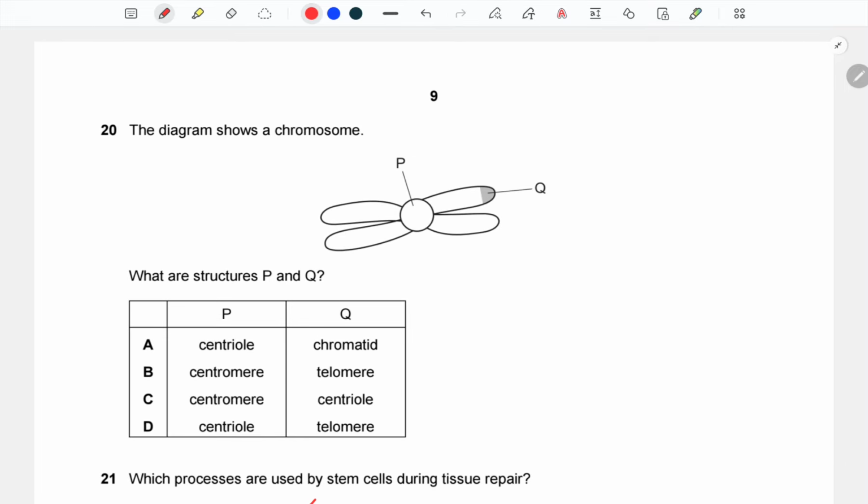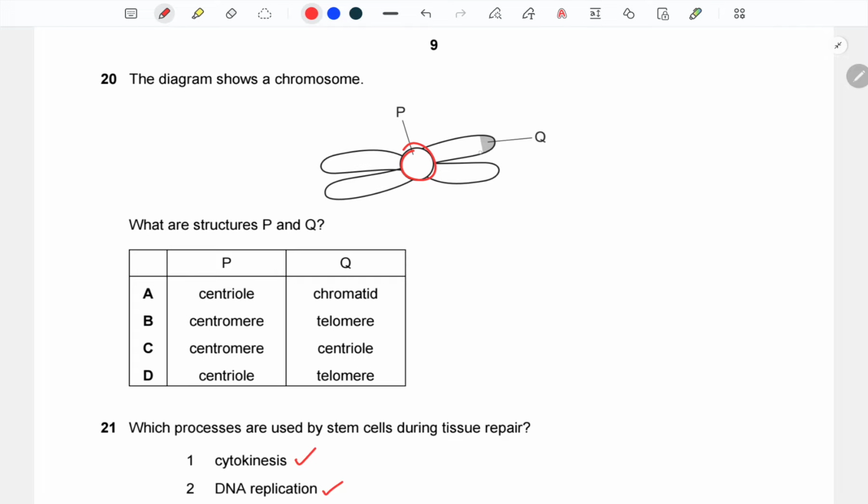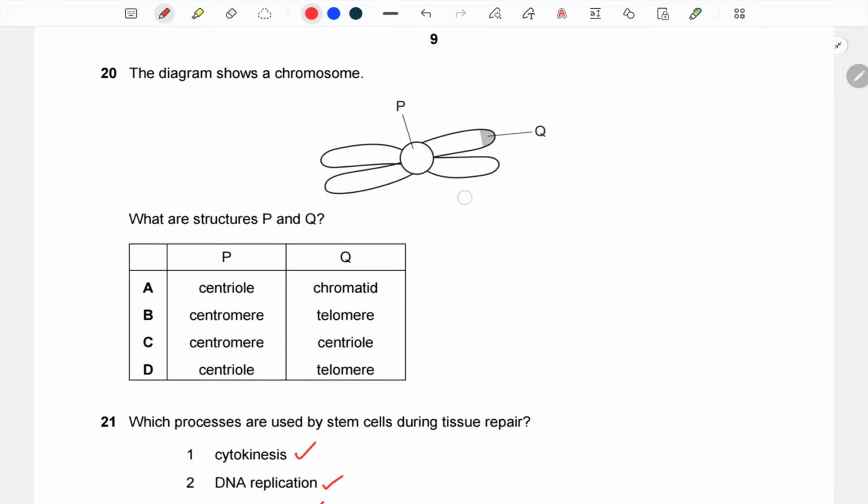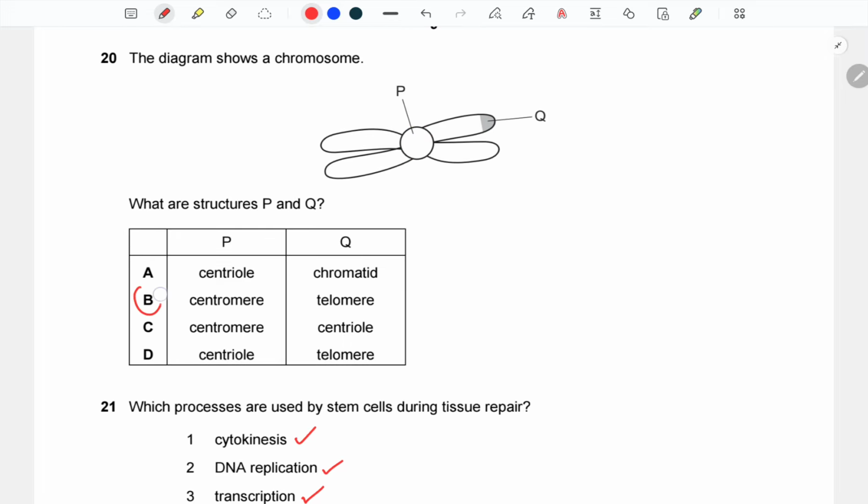20. The diagram shows a chromosome. What are structures P and Q? P is of course the centromere, Q is the telomere. It's pretty straightforward. So that's P.